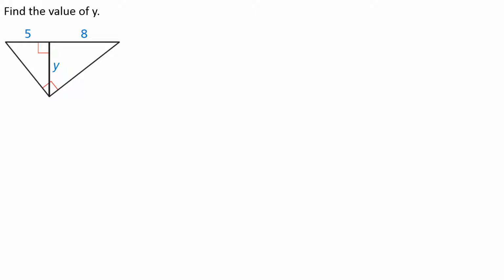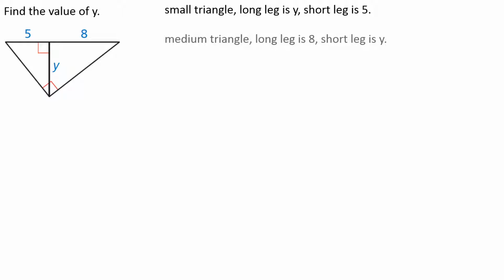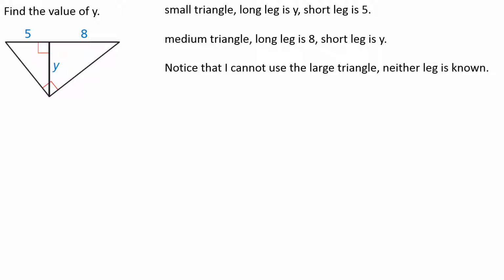This time it looks like I'm going to have to use the small and the medium triangles, because in the large triangle, all I have is the hypotenuse. So small triangle, I know the long leg is y, the short leg is 5. Medium triangle, long leg is 8, short leg is y. All right, I can't use the large triangle. I don't know either leg. I only know the hypotenuse on that. But I'm in business here.